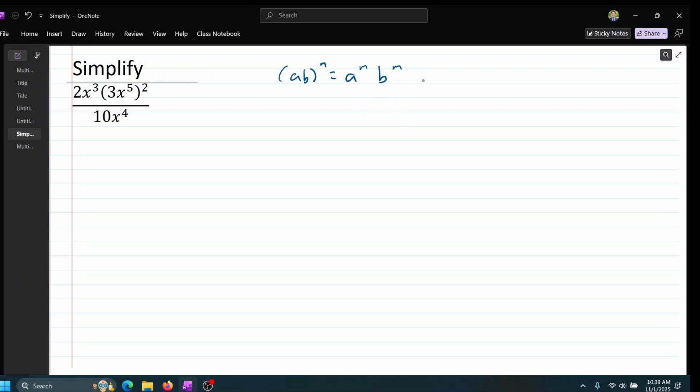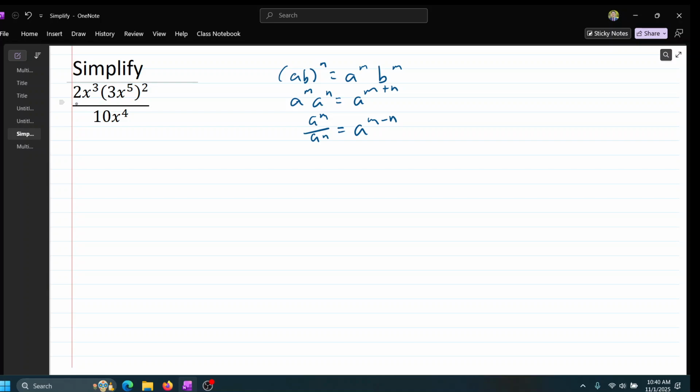We're also going to use the product rule, which says that if you have a to the m times a to the n, if you have the product of two exponentials with the same base, you add the exponents, so that'd be a to the m plus n. And we'll even use the quotient rule, which is that if you had, let's say, a to the m over a to the n, that's equal to a to the m minus n. You subtract the exponents when you divide two exponentials with the same base.